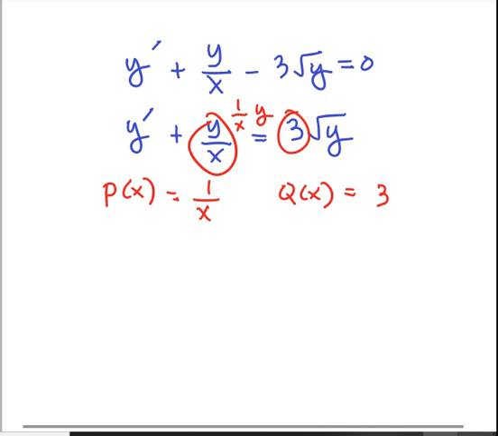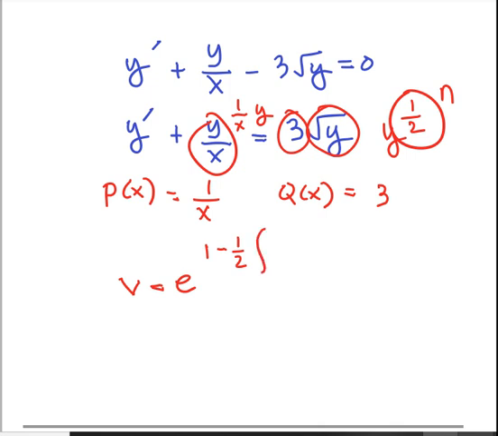So we will now get our integrating factor, which is v is equal to e raised to 1 minus n. So what is our n? Our n po ay galing po yan dyan, di ba? We can rewrite that one as y raised to 1 half. So this is our n. So minus 1 half integral of p of x, which is 1 over x dx.